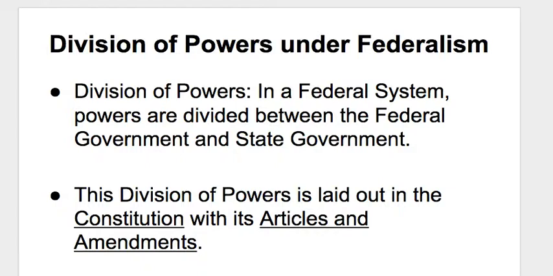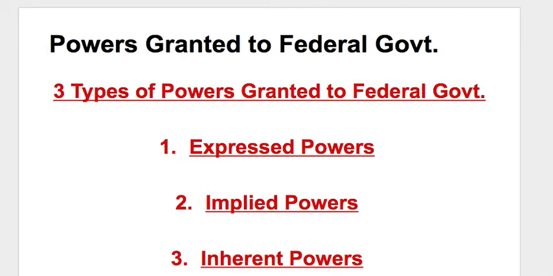Division of powers under federalism. In a federal system, powers are divided between the federal government and state government. This division of power is laid out in our Constitution within its articles and amendments. There are three types of powers granted to our federal government: express powers, which are written out powers; implied powers, which are interpreted powers; and inherent powers, which we're going to go more in depth about in a moment.